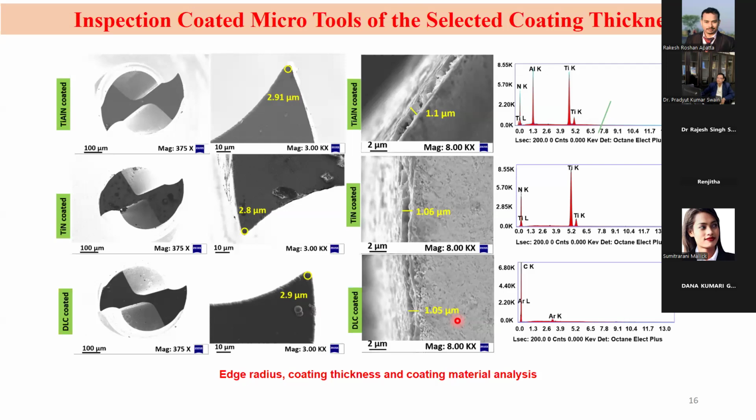Then we coat three kinds of coating. One is TiLN, one is TiN, one is DLC. This DLC is diamond-like carbon. And obviously, after that we have to cross-check whether this is TiLN or not. This is TiLN, this is TiN.